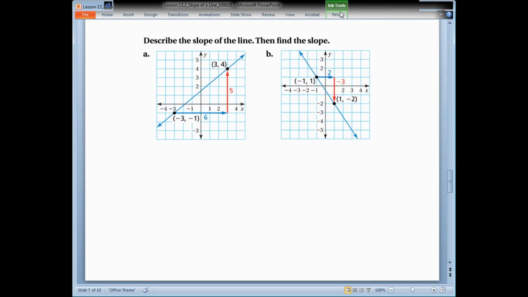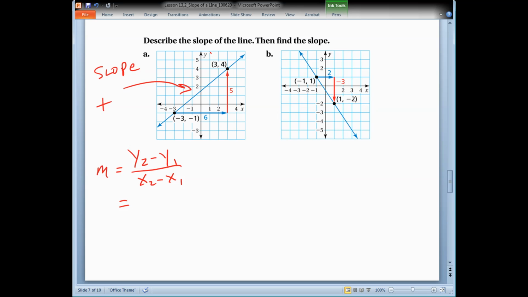So for the first problem, for A, the line rises from left to right, so the slope is positive. I'm using the plus sign to represent positive. Then we can calculate it by using the formula: the slope equals y sub 2 minus y sub 1, over x sub 2 minus x sub 1.